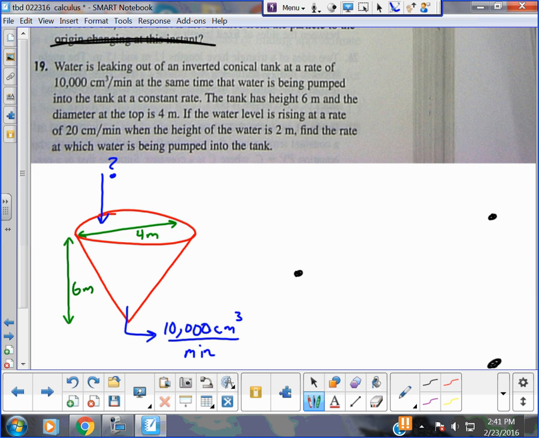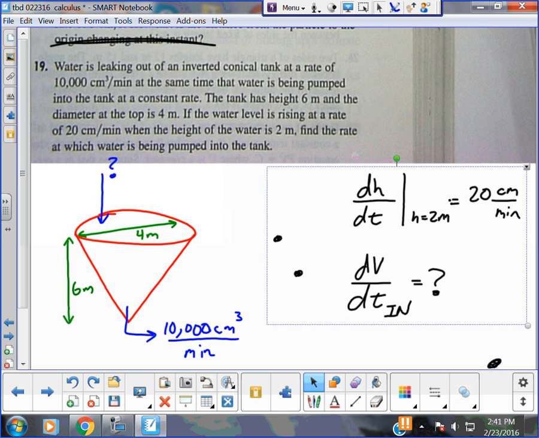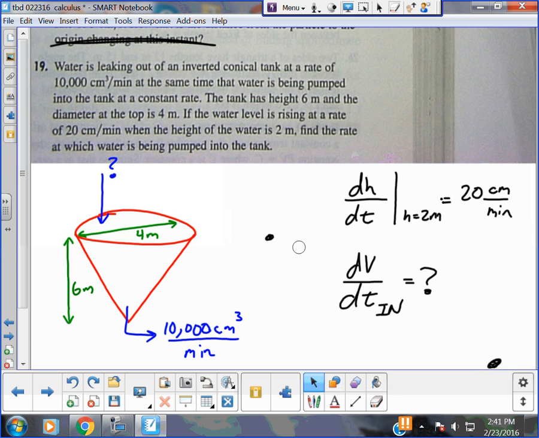And it says if the water level is rising at a rate of 20 centimeters per minute when the height of the water is 2 meters, find the rate at which the water is being pumped in. So they want the blue question mark here, guys, going in. And what they told you was this fact. They want the rate of the water going in, dV/dt in, and they told you that the change in the height with respect to time, when h was 2 meters, was 20 centimeters per minute. So at that instant, it's changing by 20 centimeters per minute.